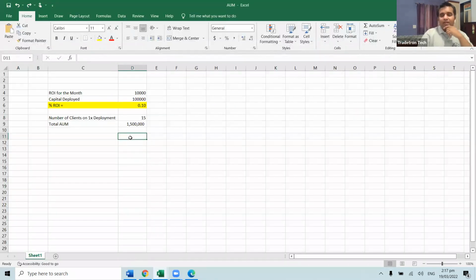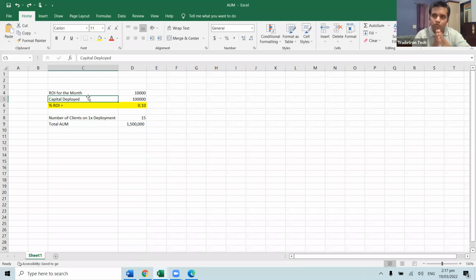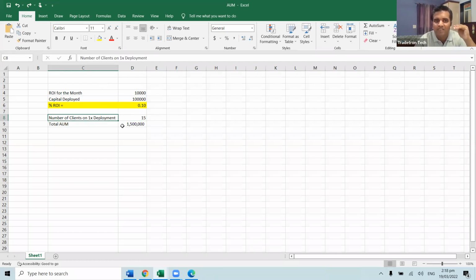So I will also show you how the weights are affected. For example, in order for the strategy to be visible on the first page, if your strategy has generated an ROI for the month of say 10,000 on a capital deployed of 1 lakh, that is percentage-wise an ROI of 10%. And the number of clients on 1x deployment is say 15. Including that, 15 deployments on 1x, the total AUM calculated for that strategy will be 15 lakh. This much is clear, right?